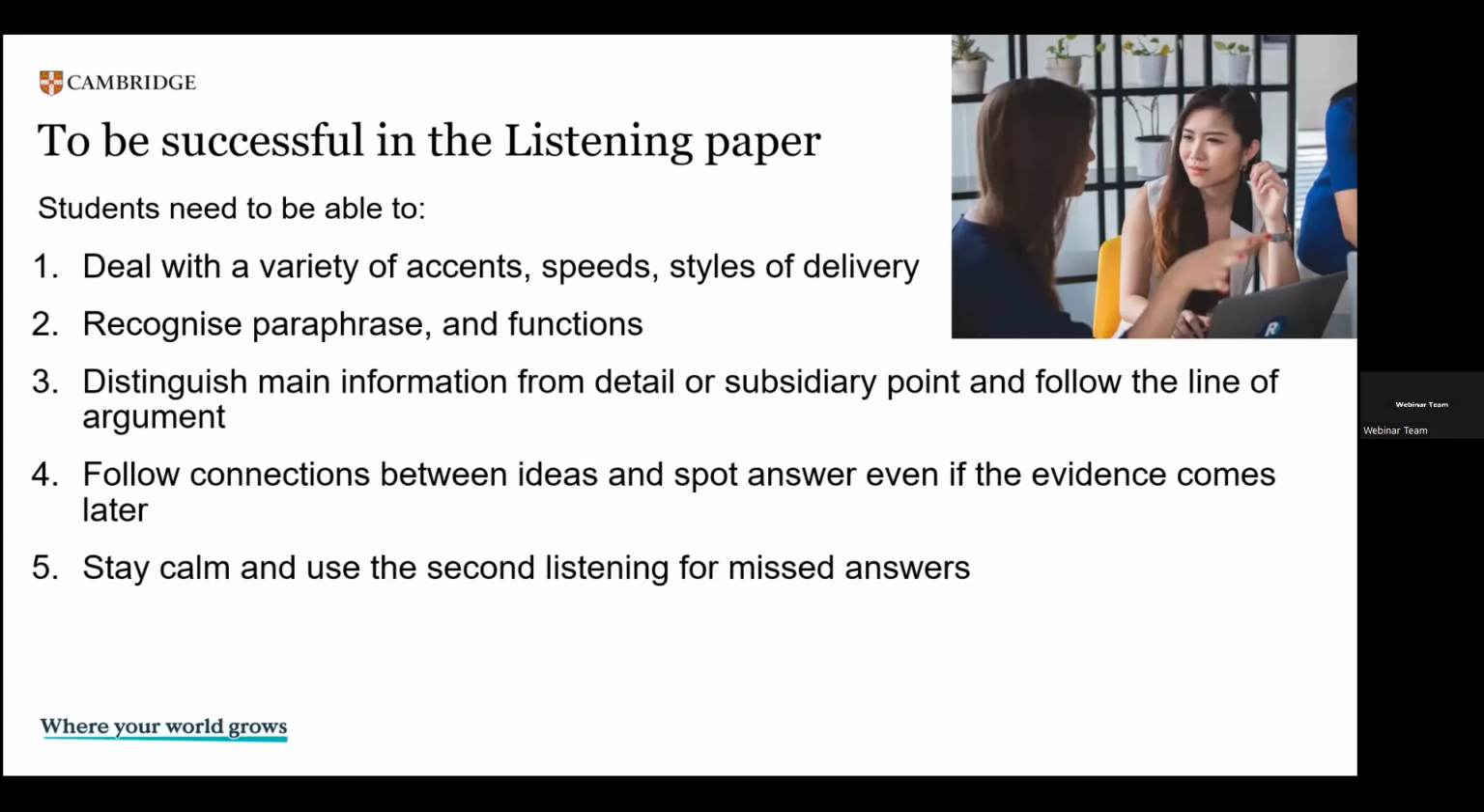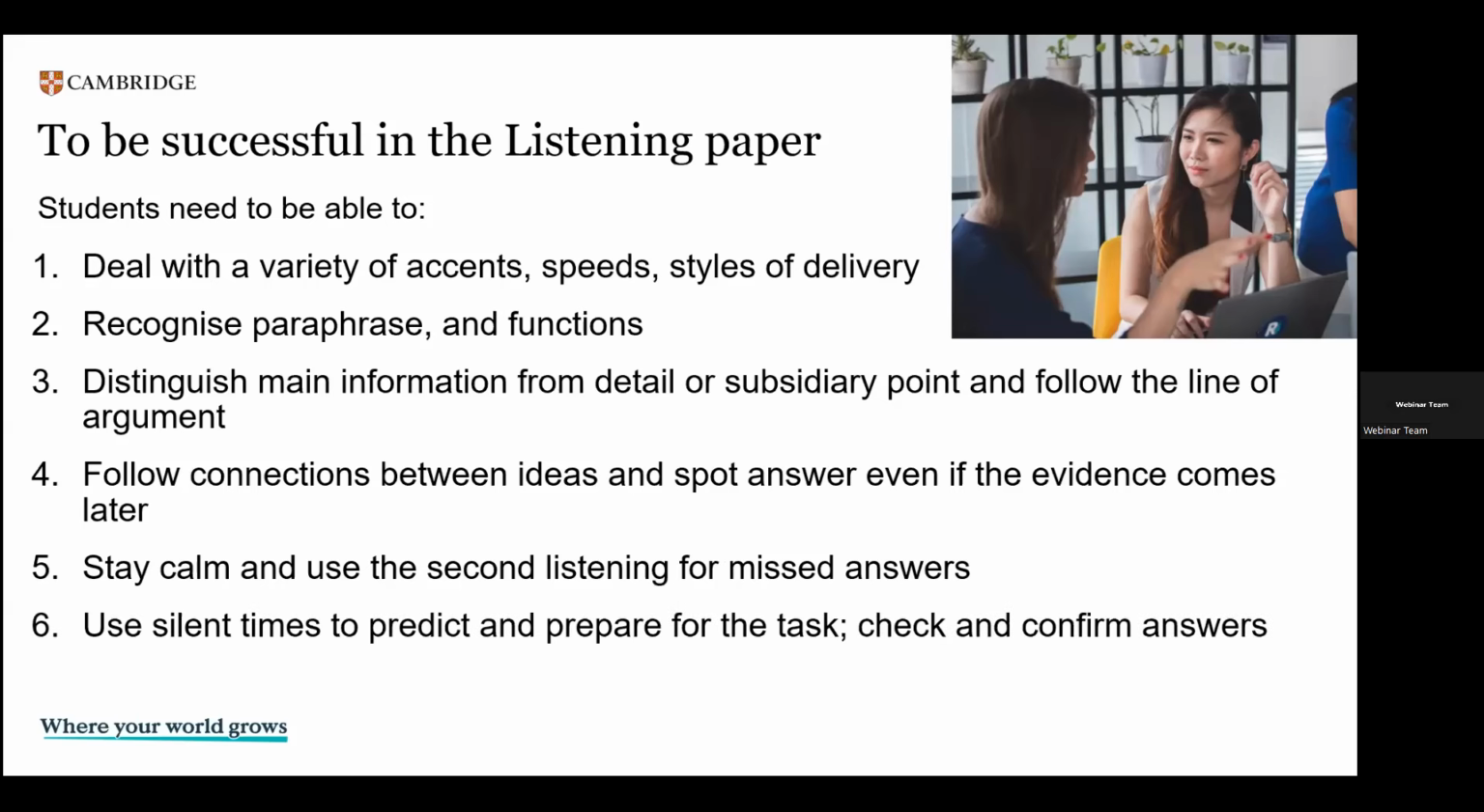And you need to stay calm. You're always going to listen twice. So if you miss an answer the first time, you have a second listening to check, find that answer. Particularly, for example, in this backtracking, you might identify that it came before, you don't quite remember what it was, but you remember where it was. And really, really important, you're always given time to look at the task before you listen. Take advantage of that. And there's always a little bit of time between questions or between tasks for you to be able to check your answers, look through, have that last look, and you need to spell correctly.